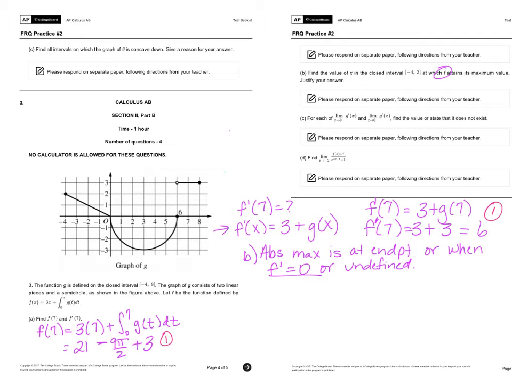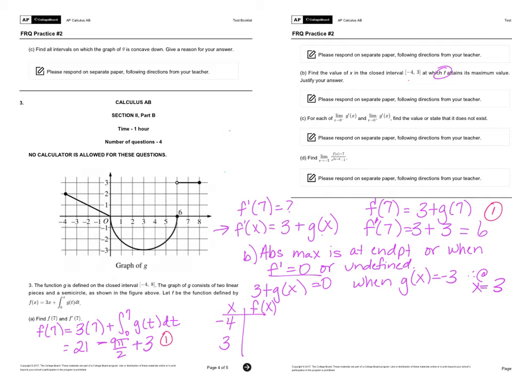Well, that's why I wanted to leave letter A there. f prime is equal to 3 plus g of x, and g of x is never undefined. I mean, you have closed dots everywhere. So f prime is never going to be undefined. So where is f prime going to be equal to 0? 3 plus g of x is equal to 0 when g of x is equal to negative 3, I would say, therefore, at x equals 3. Okay? So I end up having a couple of candidates, which actually are not very many, because my endpoints were negative 4 and 3. So x and f of x, negative 4 and 3.